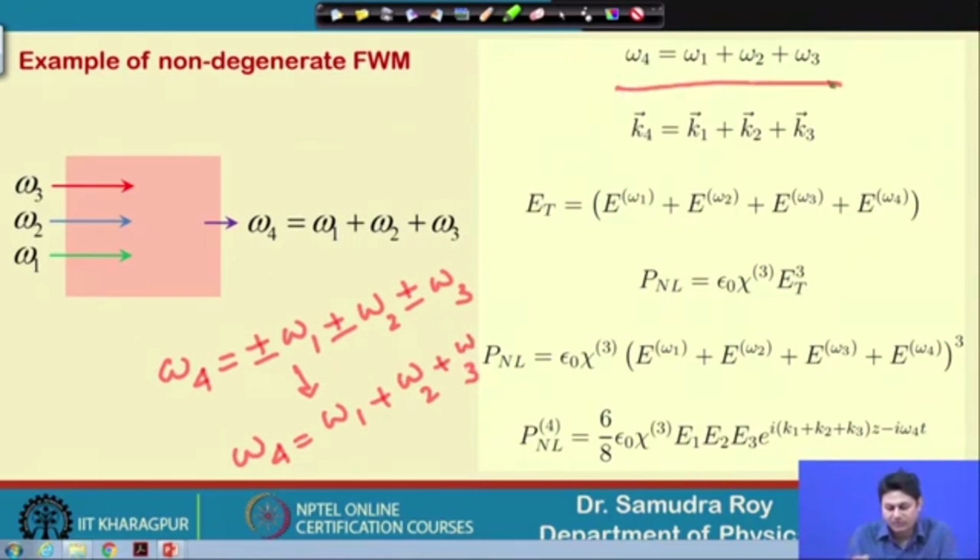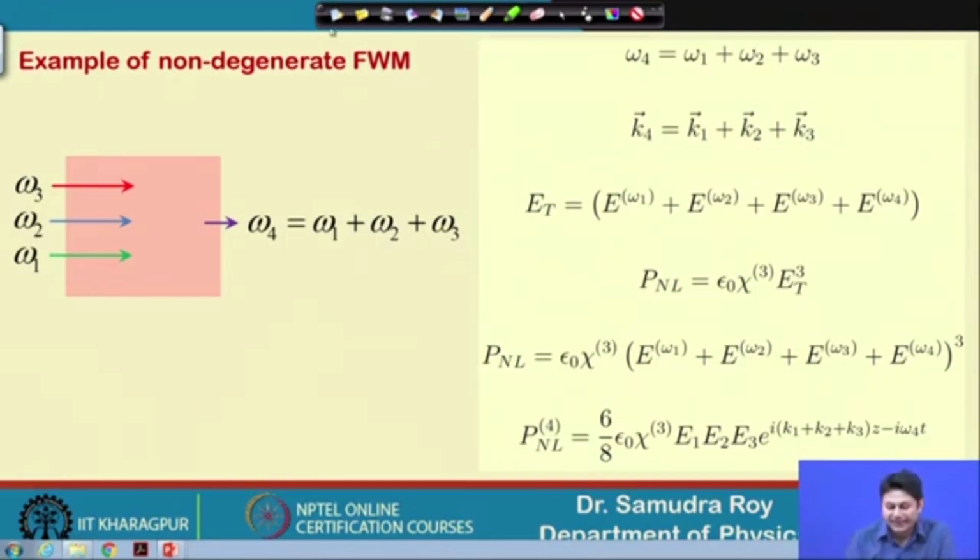So, this is our frequency. The k vector can also be written in this way. In order to have the phase matching condition, we have the wave vector, the momentum matching, in this way. The total electric field I can write in this way also.